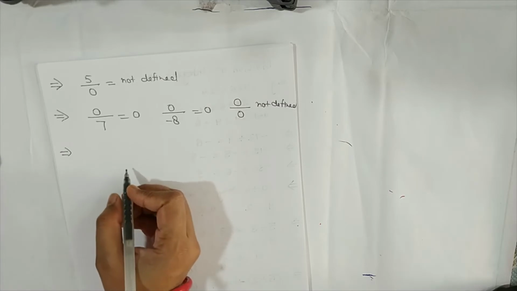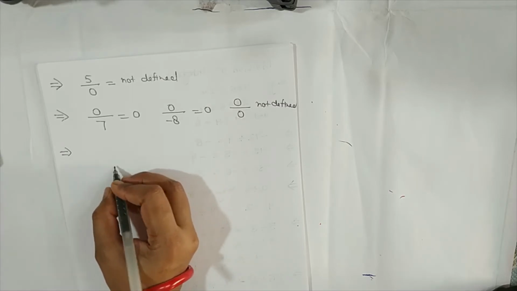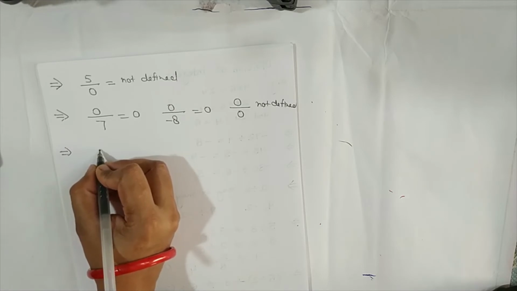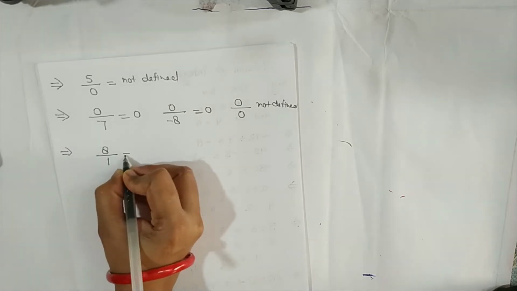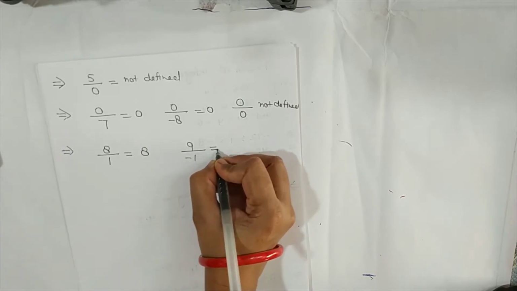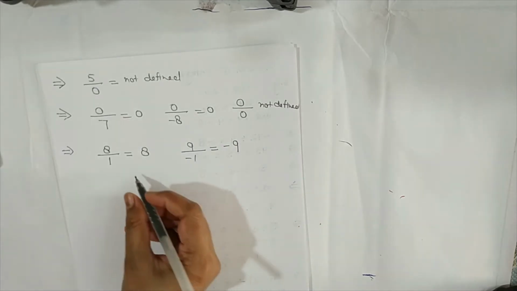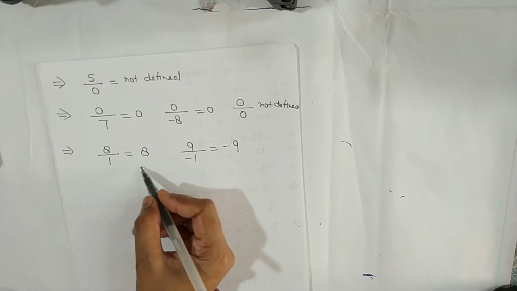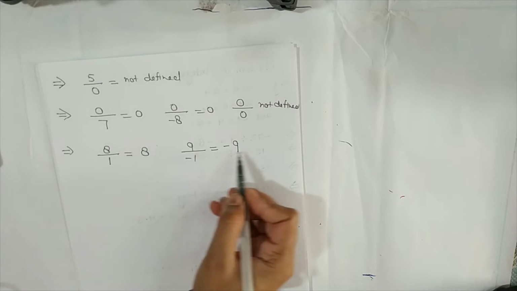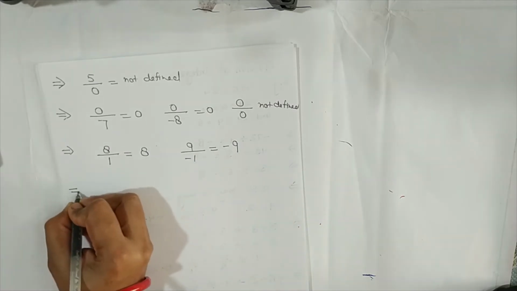Move on to the next point. Any integer divided by 1 gives the same integer. Suppose I am dividing 8 by 1, so the answer will be 8. 9 divided by minus 1, so the answer is minus 9. So we can say that any integer divided by 1 gives the same integer.